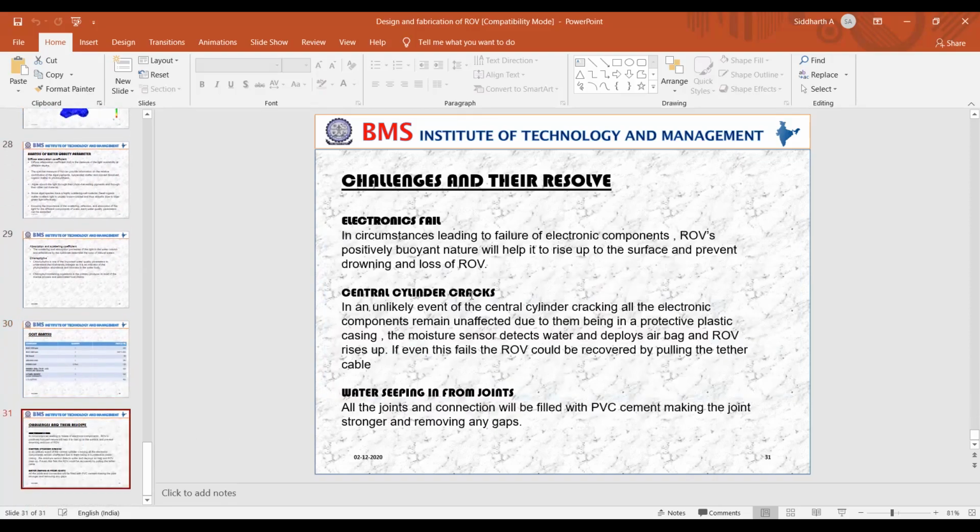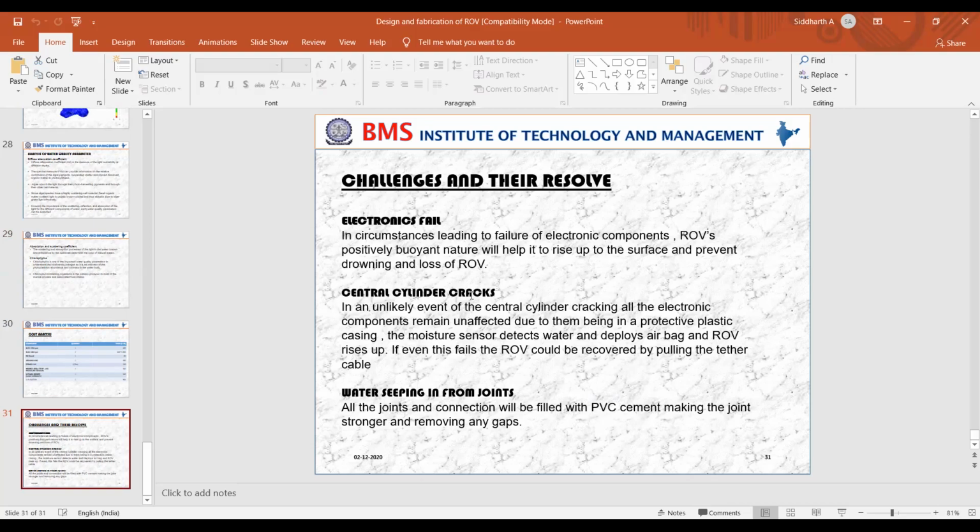And the last but not the least is the challenges. So, what if the electronics fail? In case the electronics fail, the thrusters are going to stop, but there will be a positive buoyancy on the body because we are making sure that our ROV is positively buoyant. So due to this nature, it's going to rise up automatically and come up to the surface. So if electronics fail, it's going to come up automatically due to its positively buoyant nature.